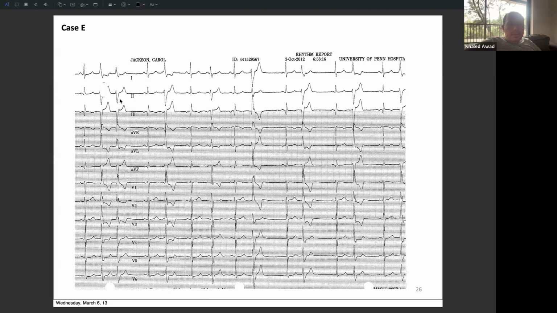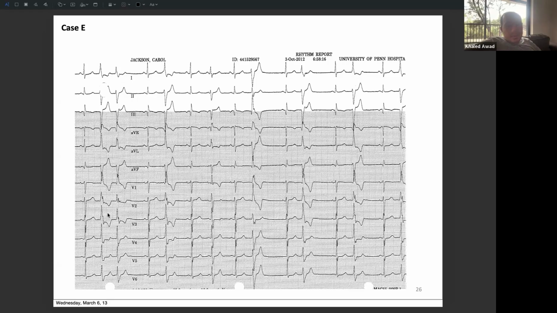Now, you will notice also in the inferior leads, there is an initial R wave. You'll notice in the lateral leads that there is an initial Q wave. It's actually apparent in the inferior leads, but not so much in the lateral leads. And so that's important to notice.